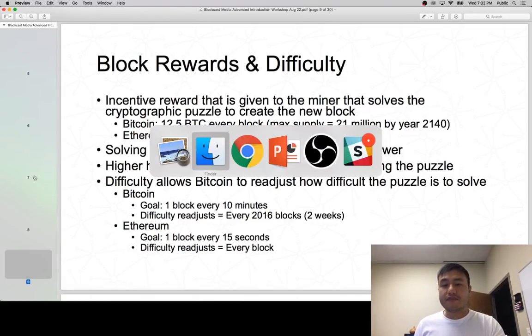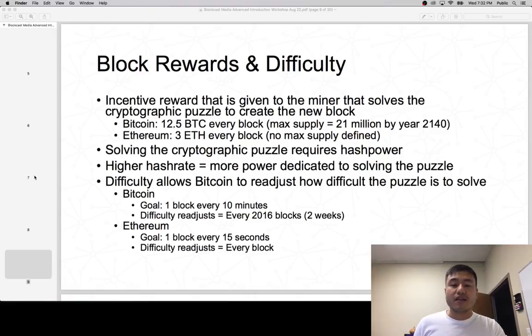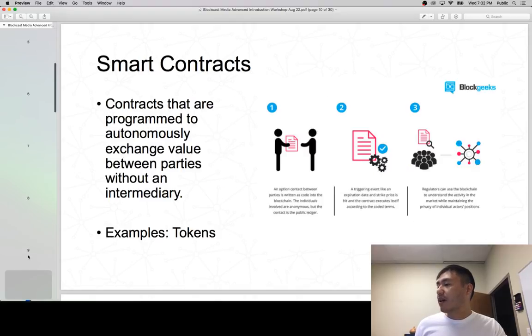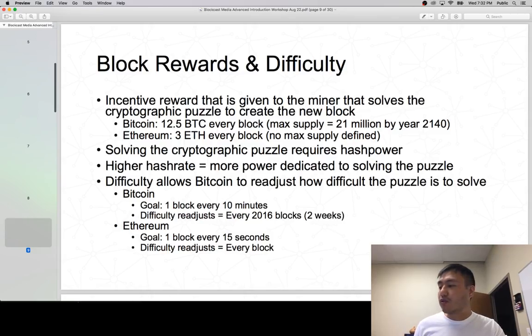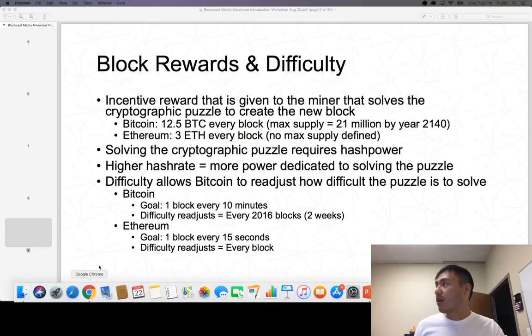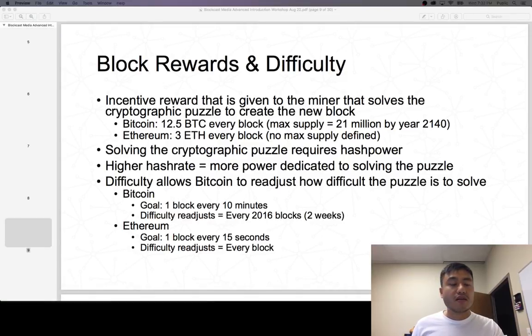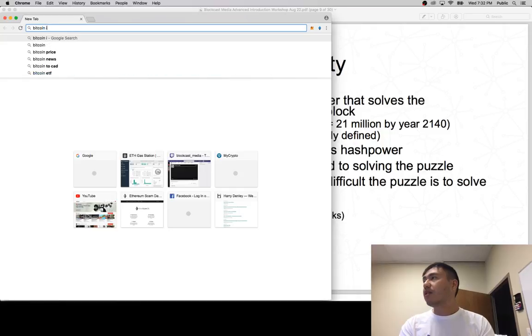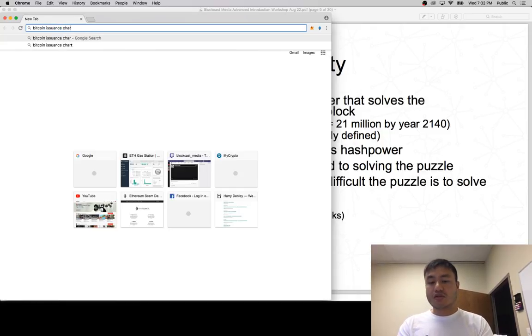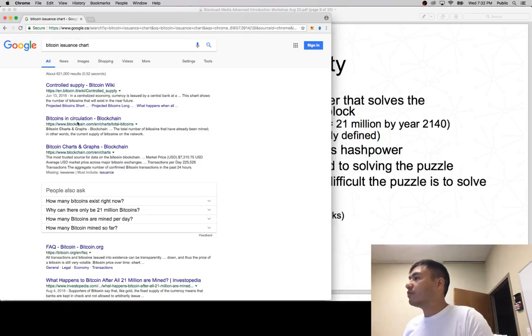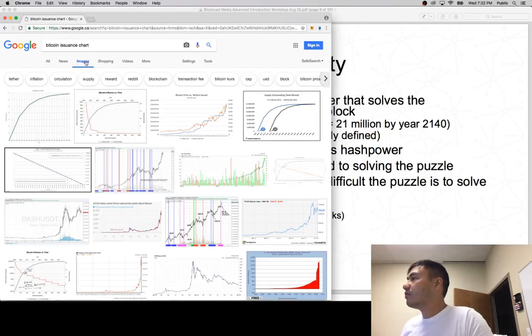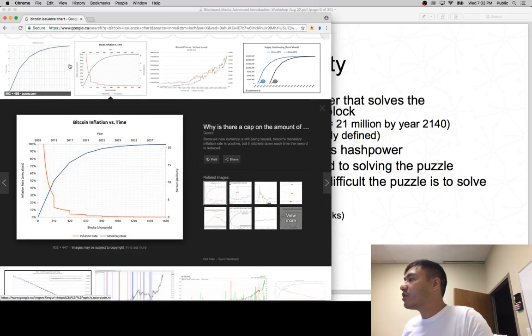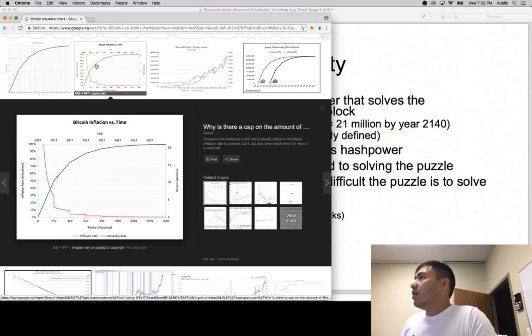It's basically like a graph that goes, let me see if I have it in here. I don't believe I do, but anyways, if you Google it, let's try Googling it right now. You'll see how this graph looks. Bitcoin issuance chart. It basically looks like this. Bitcoin inflation versus time. Okay.